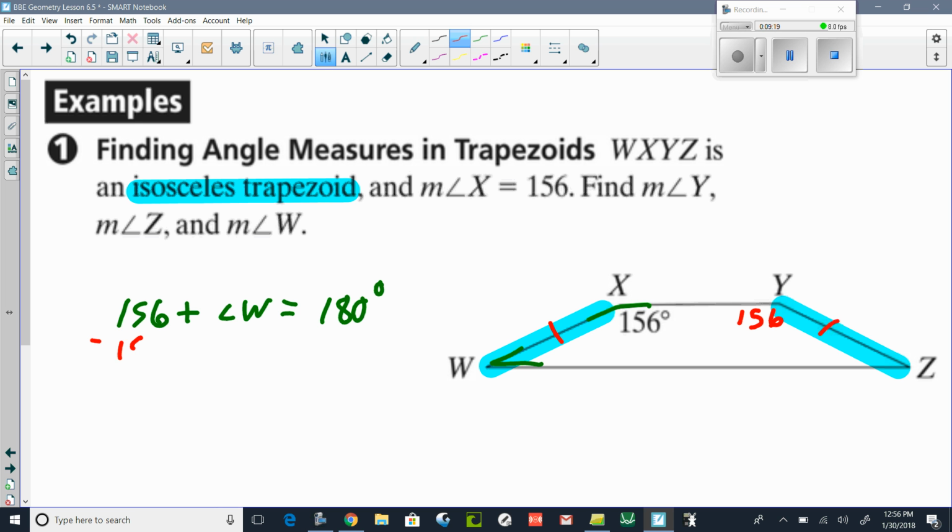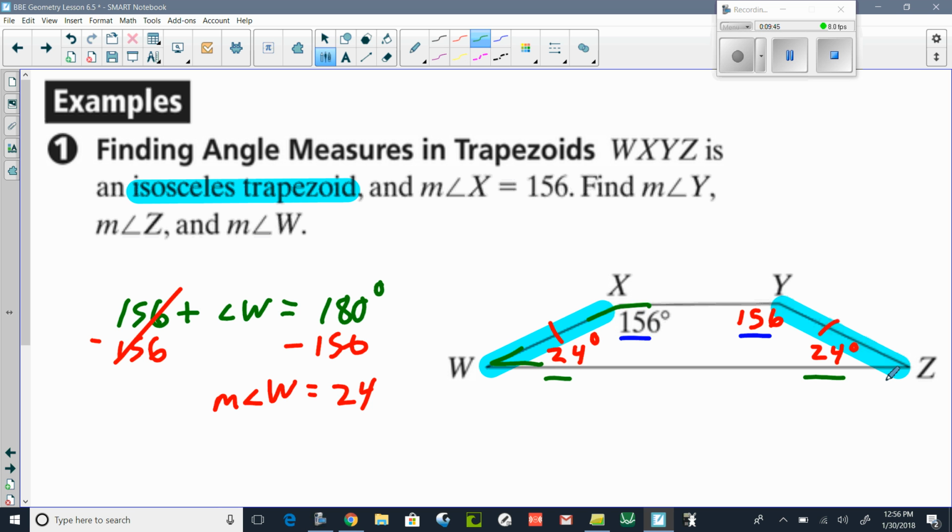So subtracting 156 tells me that the measure of angle W is equal to 24 degrees. So we end up with 24 down here as well as 24 down here because base angles are congruent. So these two corresponding pairs, if I wanted to underline, are congruent as well as these two pairs of base angles.